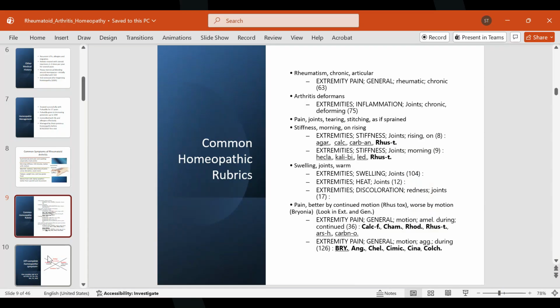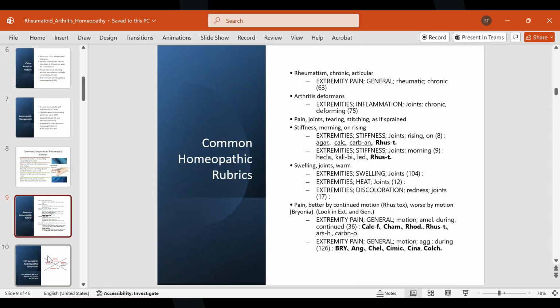You have the type of joint pain: tearing, stitching, sprain, morning stiffness on rising. Of course, the classic remedy that has that is stiff in the morning, first movement, better continued movement, Rhus tox. But let me tell you, there's lots of remedies that have that picture. It's not just Rhus tox. There's probably 20, 30, 40, 50 remedies. Hecla lava has that. Many other remedies have that.